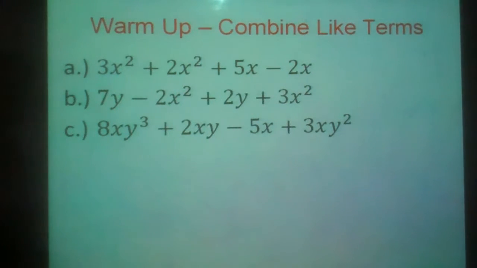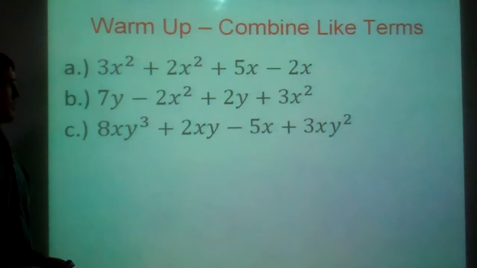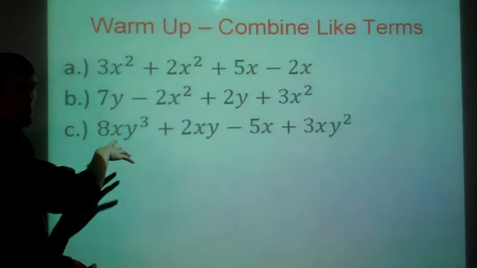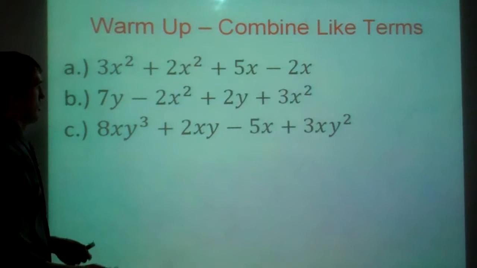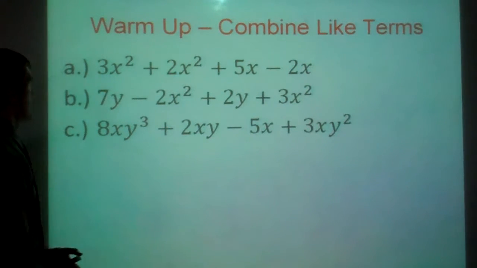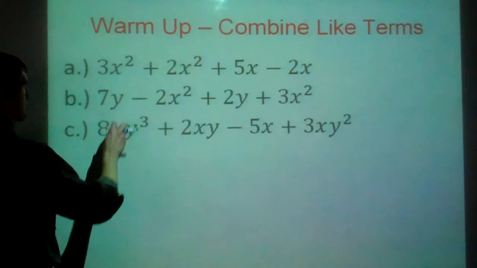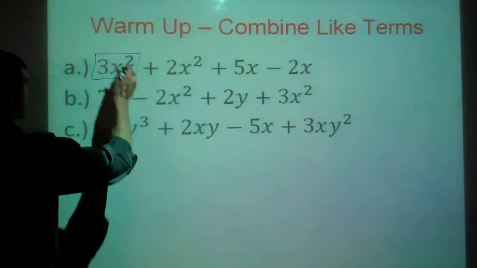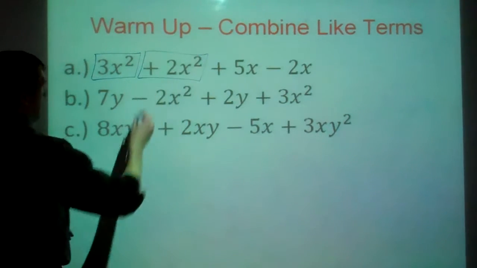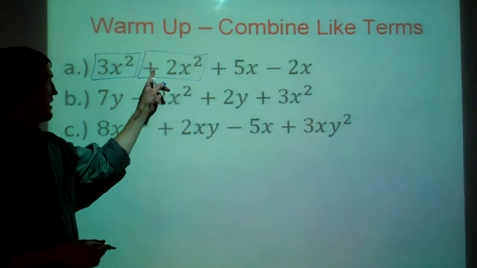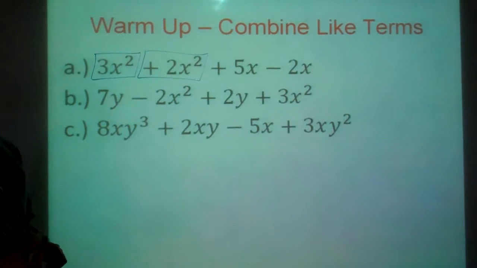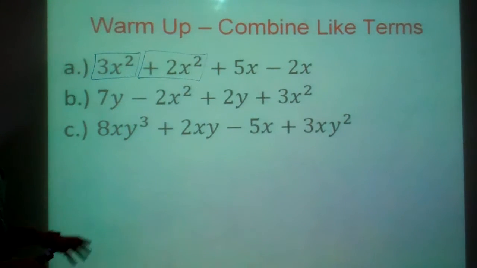Combining like terms means we look for matching variable parts, okay? So, for instance, if I see an x squared here, I'm going to look for something else that has an x squared with it. They have to be exact. So, exact variable parts. So, x to the second, x to the second. That means I can combine this and this. And remember, it's important to include the sign in front of your term so that we know whether it's positive or negative. Now, we're going to combine these two.